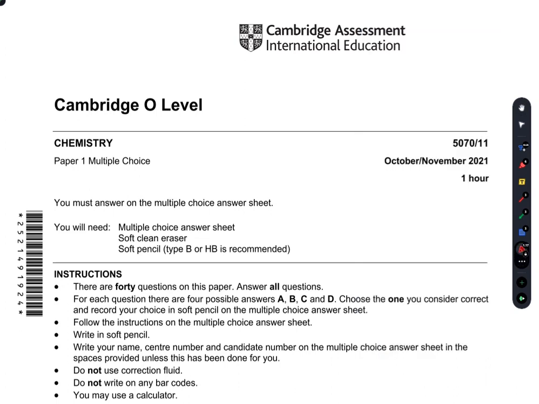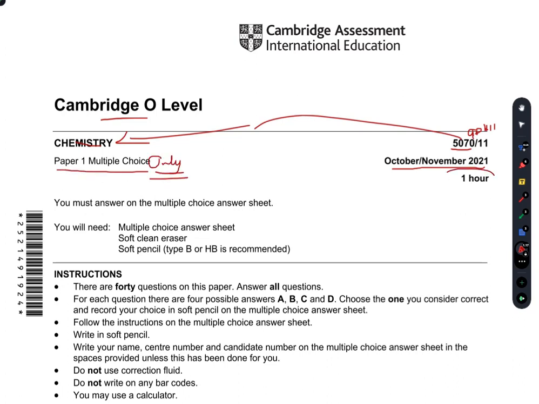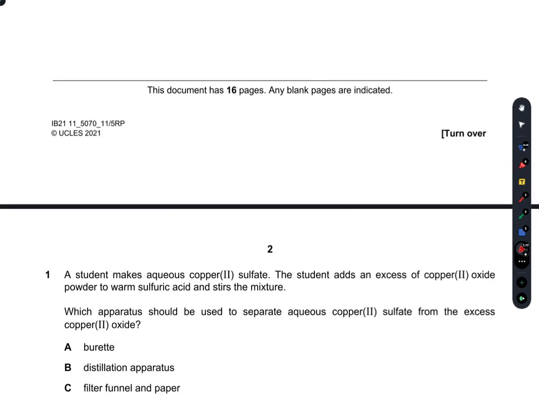We shall be solving the Cambridge O-Level Chemistry 5070, the code number for chemistry, question paper of October-November 2021, question paper number 11, paper 1 of multiple choice questions only. For this we have a time of 1 hour to complete this, but we will try to solve this as quickly as possible in a comprehensive way. So let's start our video.